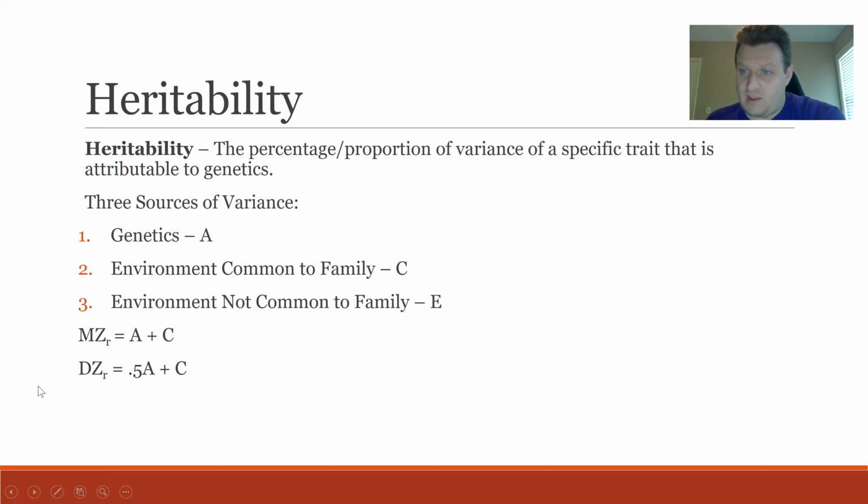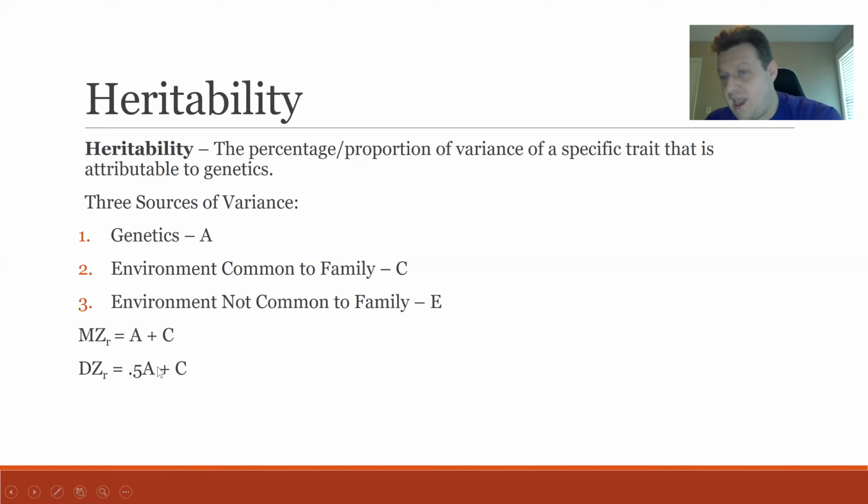Then our dizygotic twin correlation is a function of having 50% of the same DNA as one another. That's the reason why they're similar to one another. And they have 100% of the same shared environment. So the dizygotic twin correlation is going to be a function of half of A plus C. Now, we know what the monozygotic twin correlation is. We know what the dizygotic twin correlation is because we did our twin study.